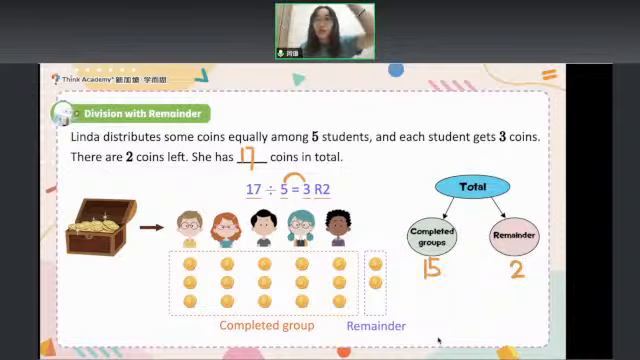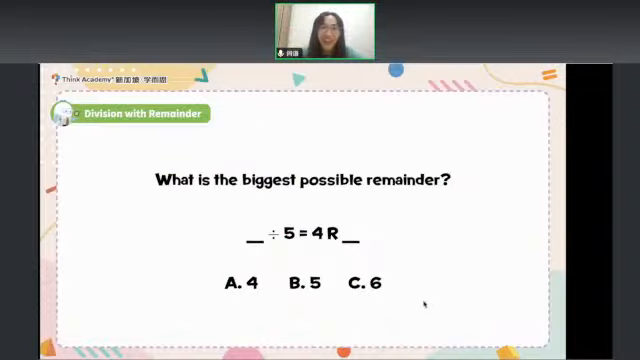How do we find the total? That is the items in groups plus remainder, then you will get the total. Also, how can we find the remainder? That is the total subtract completed groups, and then you will get remainder. Okay? Just memorize the 3 circles. Okay, so now let's have a quick quiz.